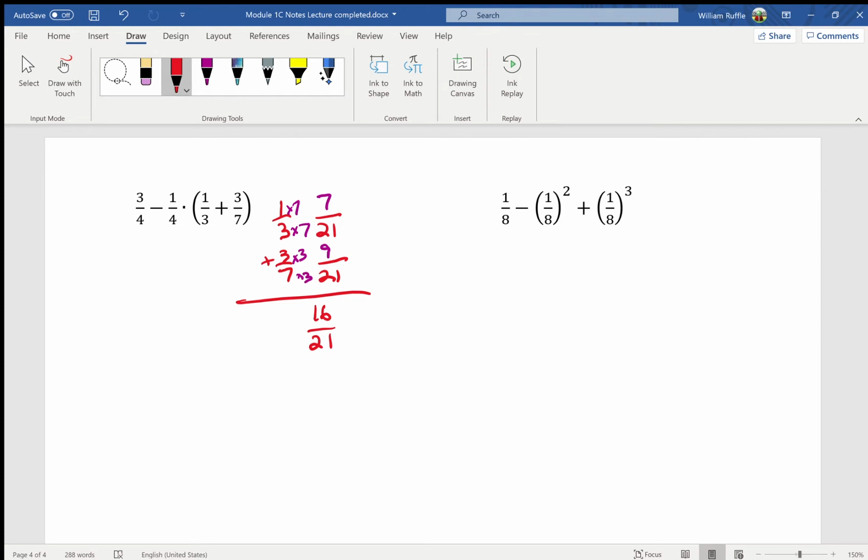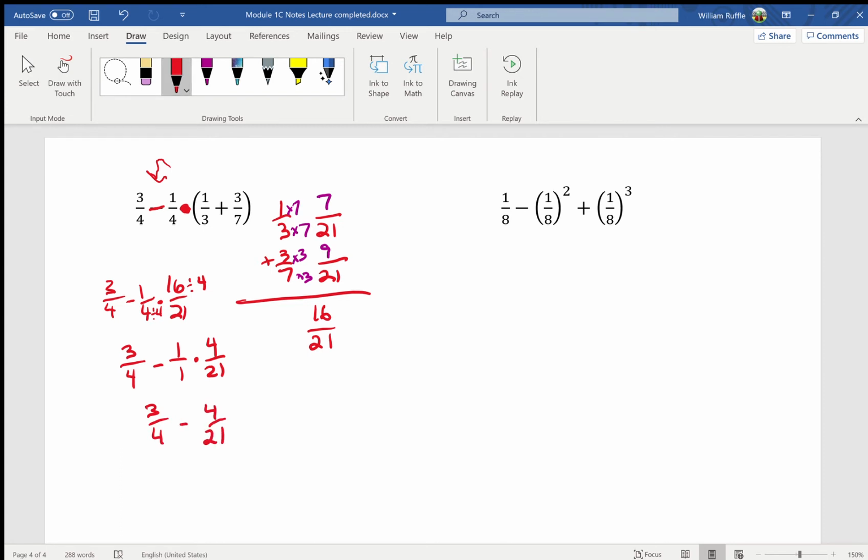Now, we must be careful, because I'm looking at this, I want to subtract those things right there. But remember, it's really 3/4 minus 1/4 times 16 over 21. I have to do this multiplication before the subtraction. Now, these are both divisible by 4, which is helpful. 3 over 4 minus, now this is 1 over 1 times 4 over 21. So now this works out pretty nicely. 3/4 minus 4/21.